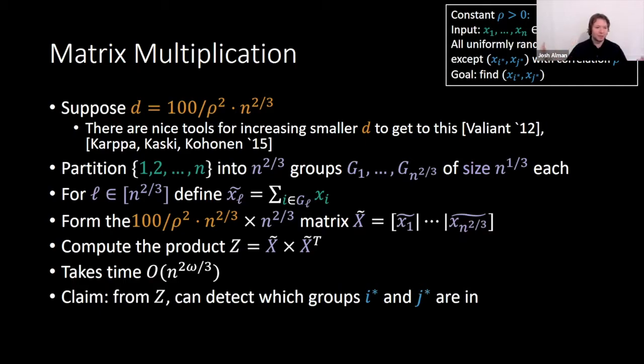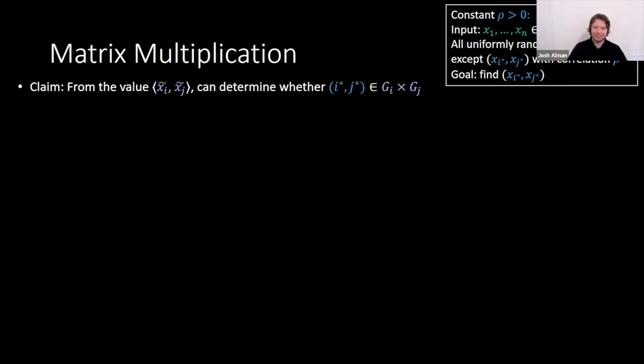And once you know which groups they're in, you can recurse or even just do some brute force to actually find the correlated pair. So let me give a one-slide explanation of this claim. Here's the claim again: from the value of the inner product of the group vectors, you can determine whether or not the correlated pair is in these groups.